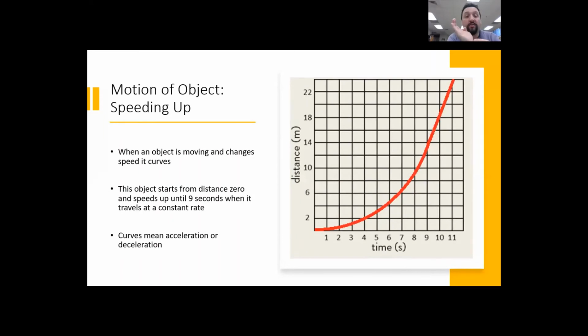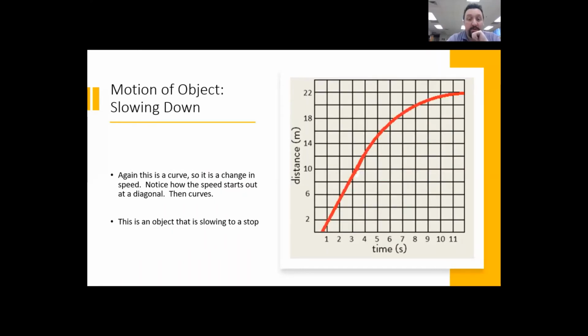Now I'm going to show you a curved line. A curved line, when it curves up, means an object is speeding up. Its speed or velocity changes. This is what it means when you step on the gas. You are accelerating, or increasing the speed of the car. In this case, it starts not moving much at all, then it speeds up faster and faster, until it reaches, at 9 seconds, a steady velocity and it stays at that rate.